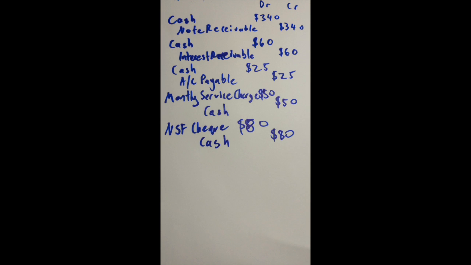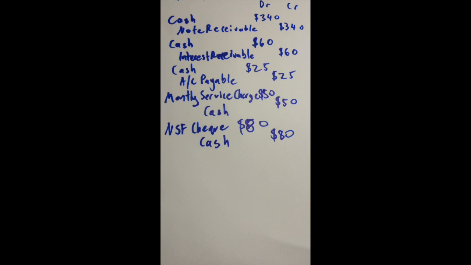And John then proceeded to make the appropriate journal entries. He debited cash and credited notes receivable to record the collection of the note receivable. He also debited $60 of cash and credited $60 of interest receivable to record the collection of the interest receivable.